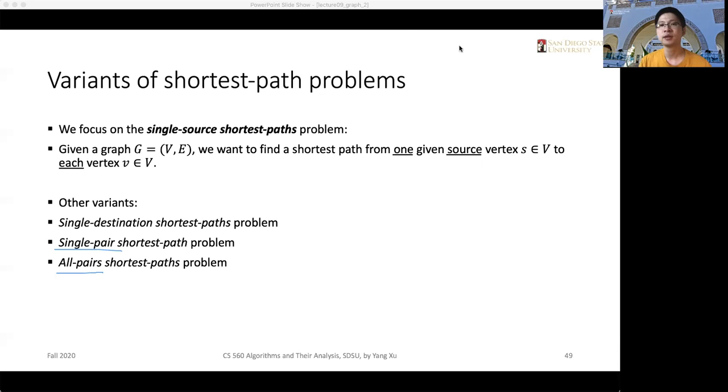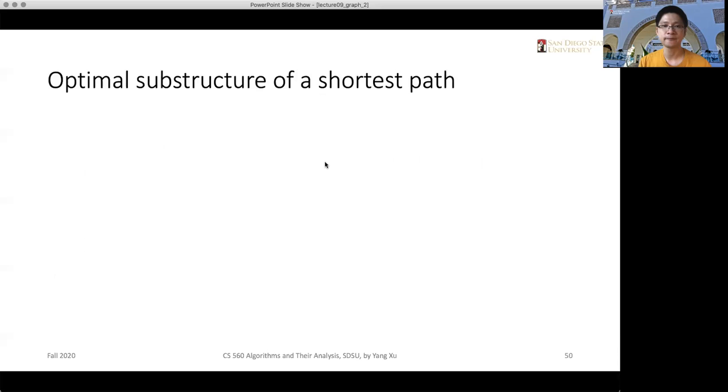Okay, so here's some clarification on what type of problem we are solving today.